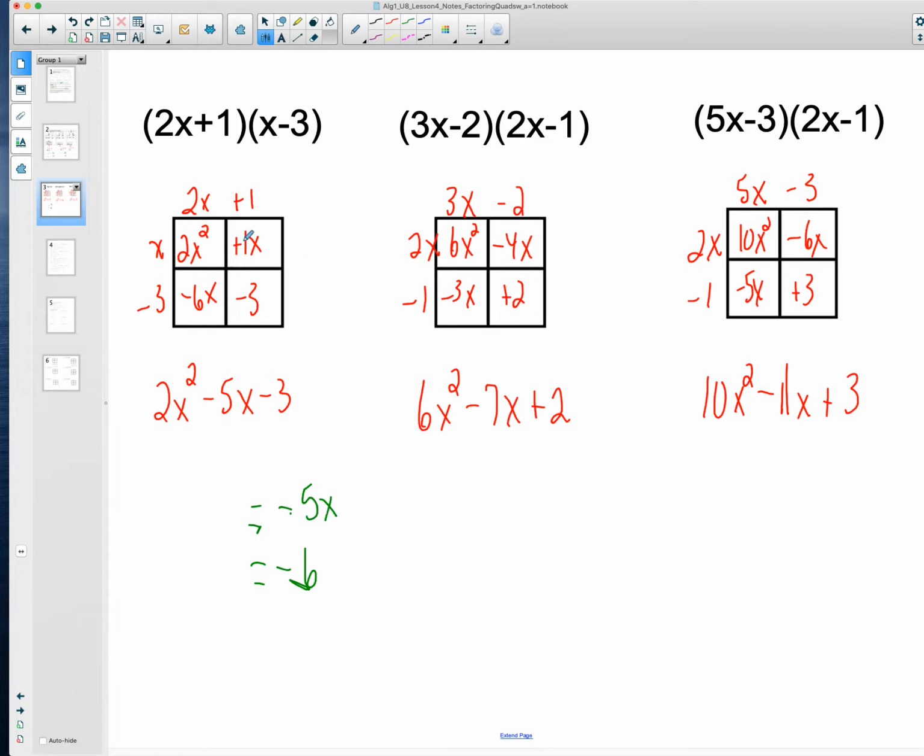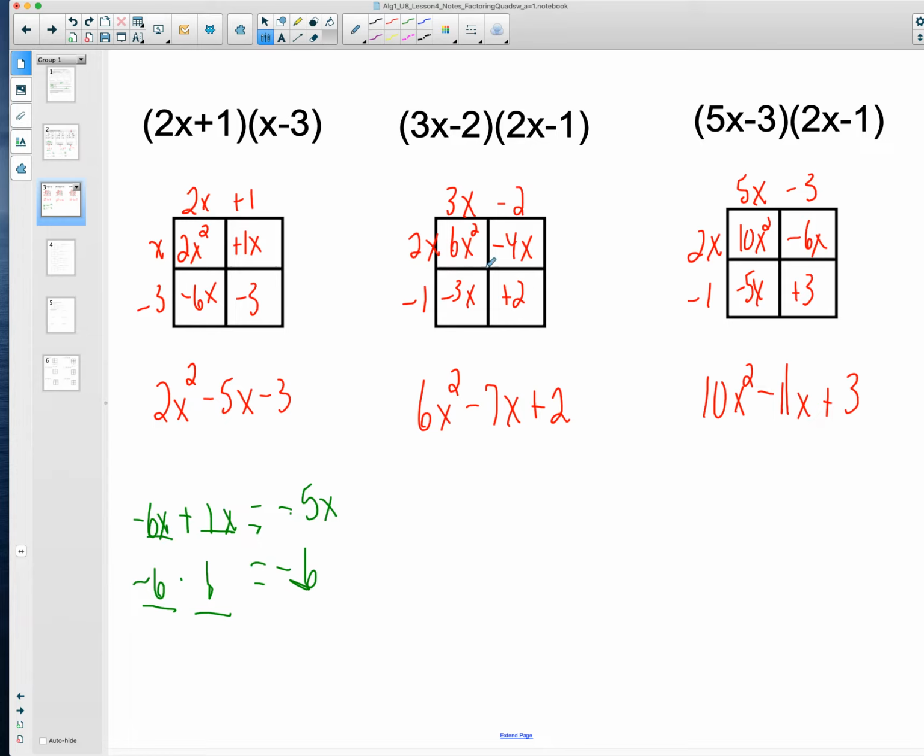And if I look at these two guys right here, when I add those two things, negative 6x plus 1x is negative 5x, and negative 6 times 1 is negative 6. So we're looking for that combination. We can see that here.